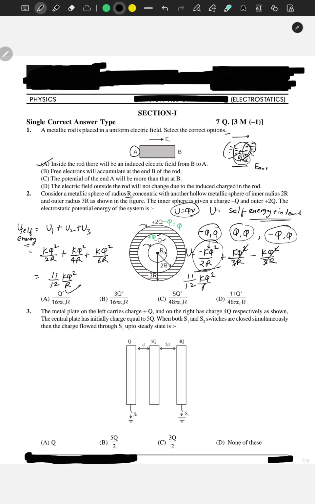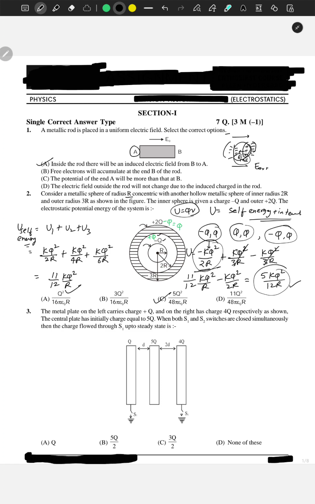So kq square by r minus kq square by 2r. When you solve this one, you'll get 5kq square by 12r. And if you put the k values, 4 will come, 4, 12, 48. So option C is correct here. Okay, so hope you understood. Let's move to the next question, third question here.